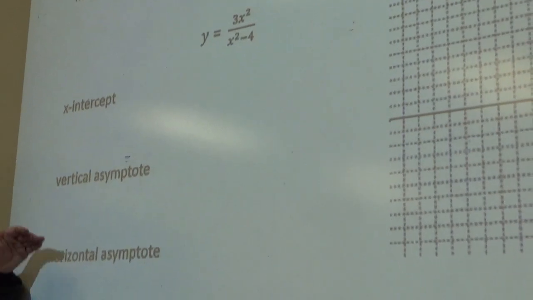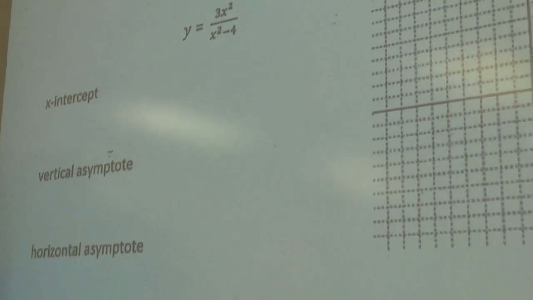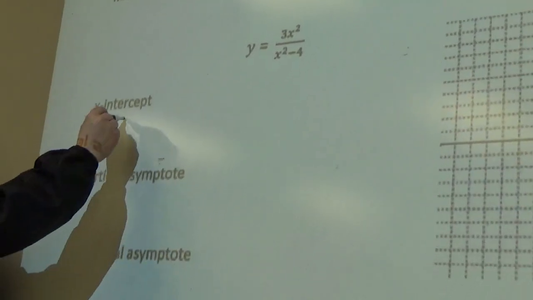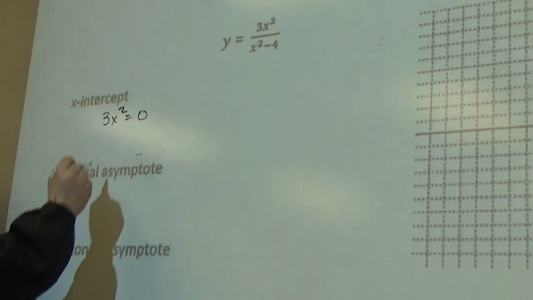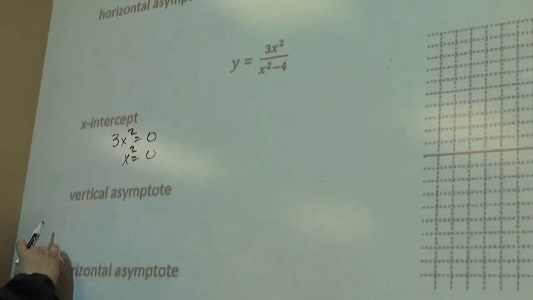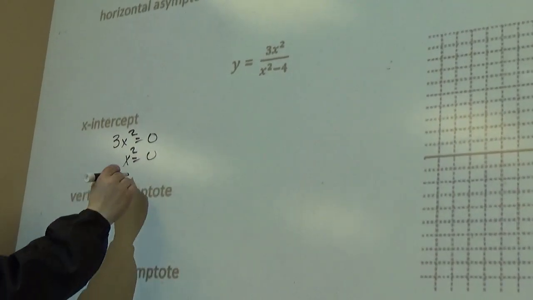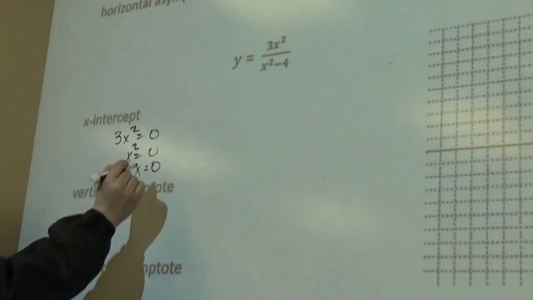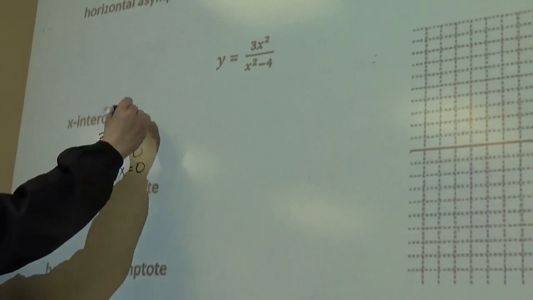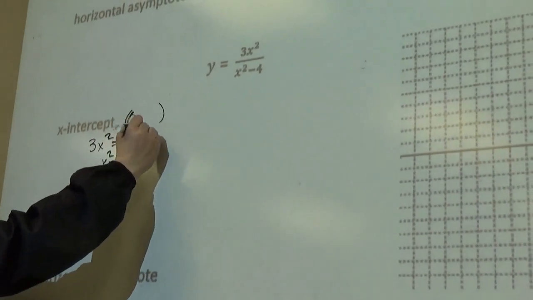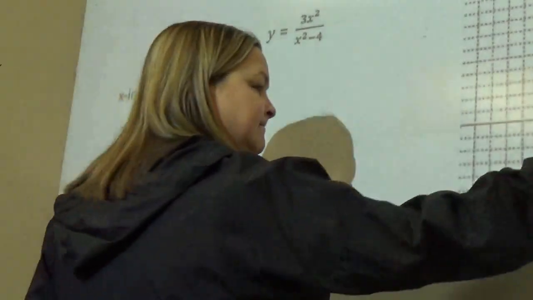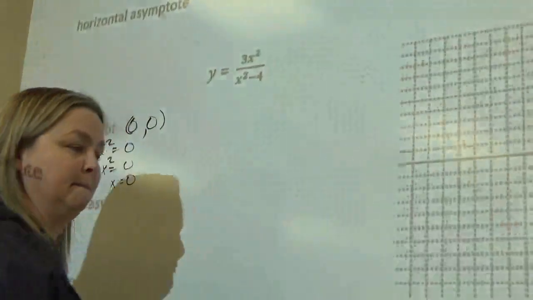Horizontal asymptote. All right, x-intercept. How do you find x-intercept? Zeros of the numerator. So x would be 0. So the x-intercept is a point, so I need to write it as an ordered pair. X is 0, y is 0. So this graph's going to cross right there.